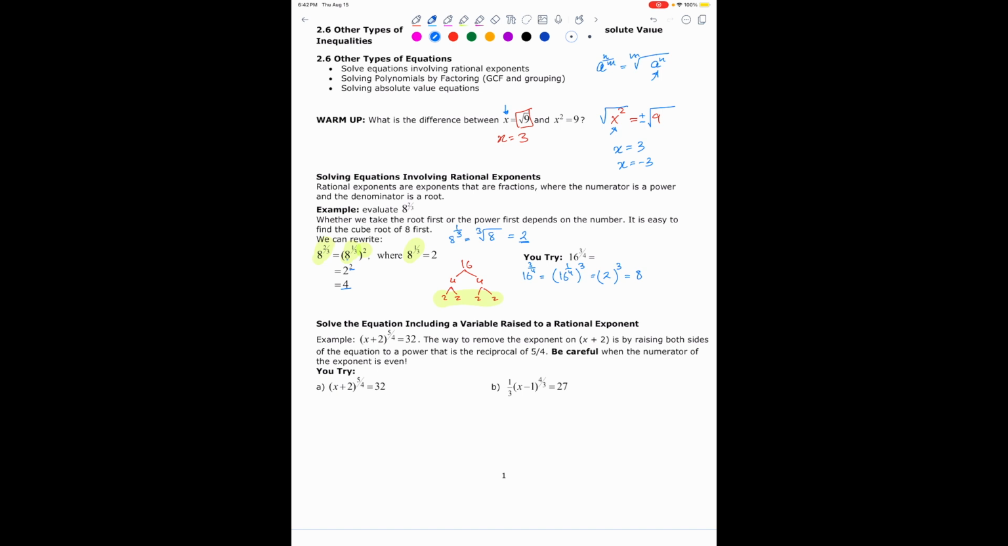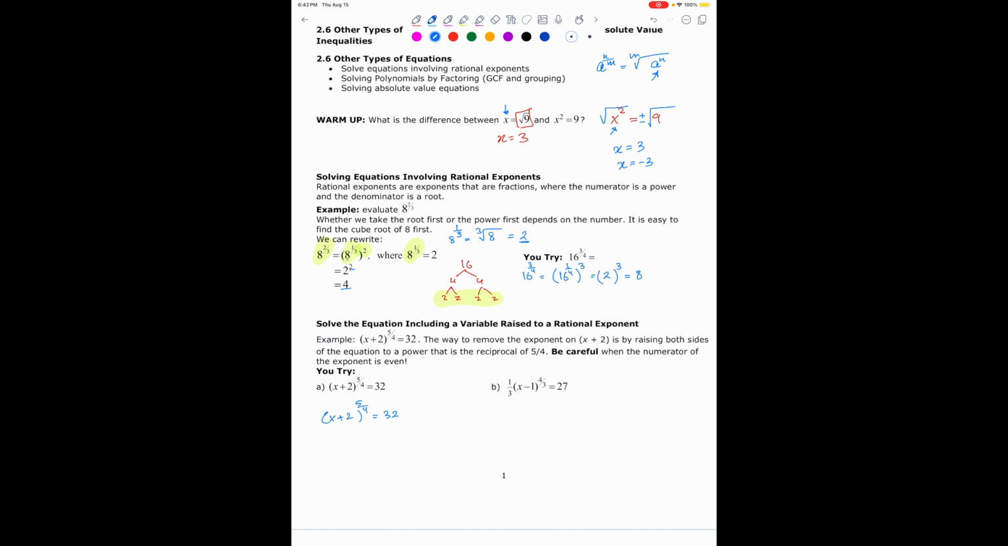Solving the equation including a variable raised to a rational exponent. So in this case right here, we have x plus 2 raised to the 5 over 4 equals 32. Now, we want to get rid of that fraction in the exponent.